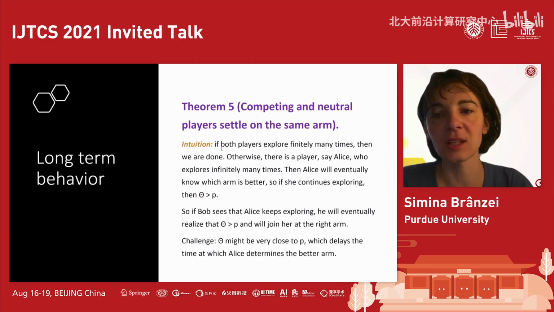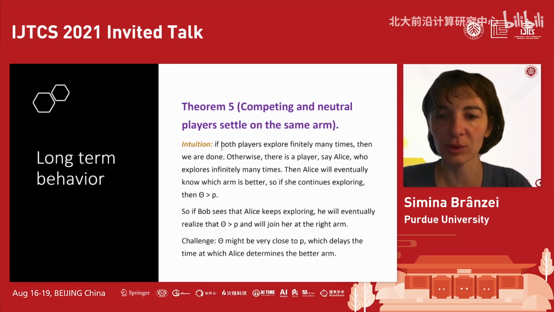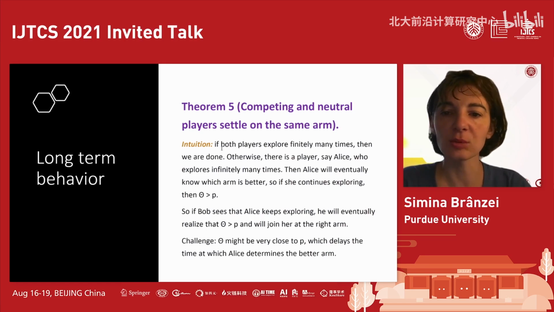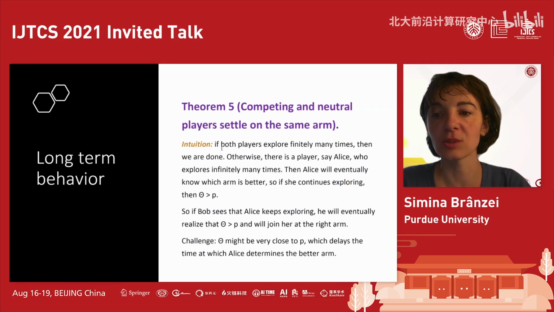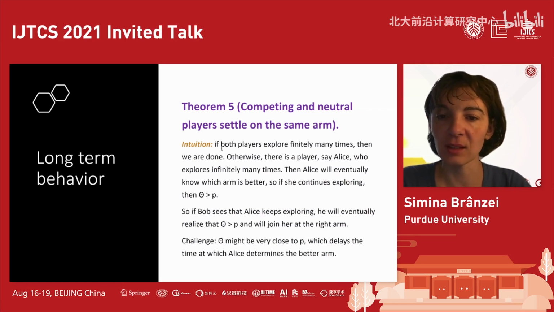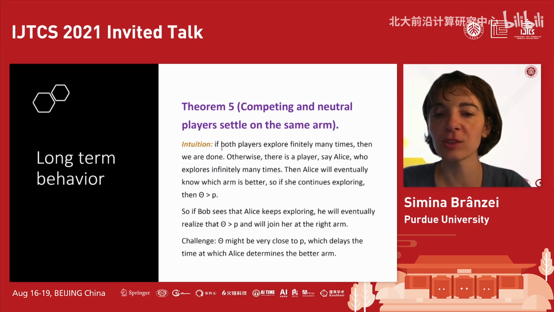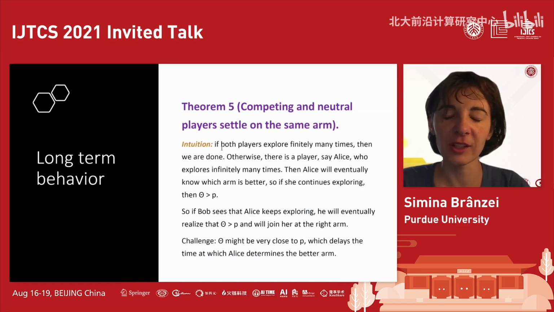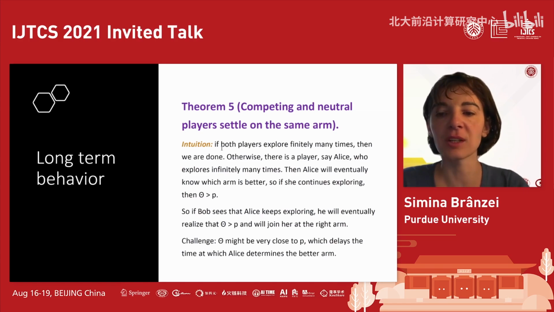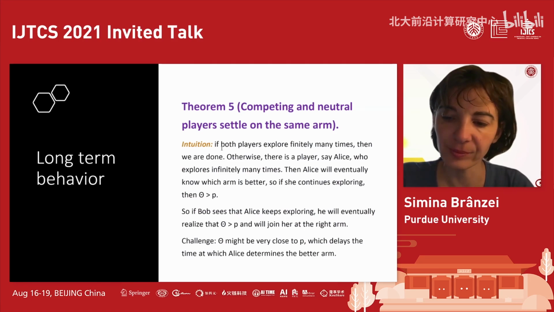The intuition is that if both players explore finitely many times, then we're done. Otherwise, there is a player, let's say Alice, who explores infinitely many times, and then Alice will eventually know which arm is better. If she continues exploring, then it must be that theta is greater than P, where theta is the success probability of the risky arm. So if Bob sees that Alice keeps exploring, he will eventually realize that theta is greater than P and will join her on the right arm. But the challenge in the continuous setting is that theta might be very close to P, so this will delay the time at which Alice can determine the better arm.